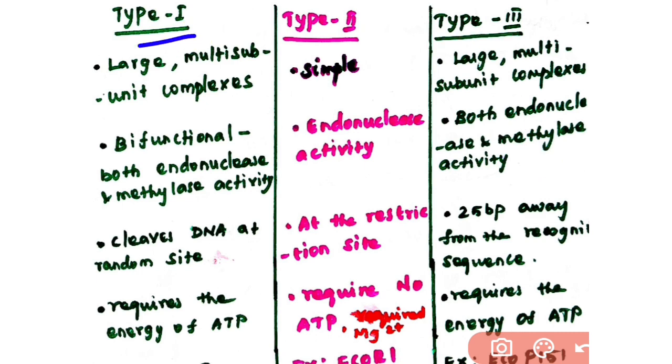Then type 1 cleaves DNA at random sites. Okay, it won't cut at a specific site, so it doesn't have much application. Type 2 cleaves at the restriction site. So type 2 restriction enzymes are more specific in cutting specific DNA sequences. These type 2 restriction enzymes have wide application in the genetic engineering field. Type 3 restriction enzyme cuts 25 base pair away from the recognition sequence. Okay, so once it recognizes the sequence, from that sequence 25 base pair away it will make a cut.